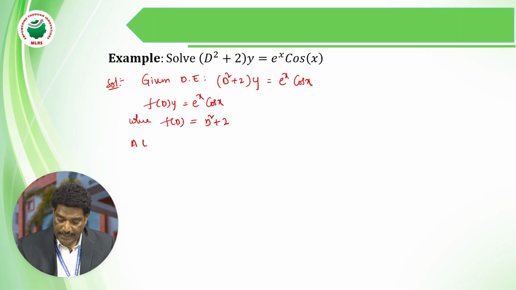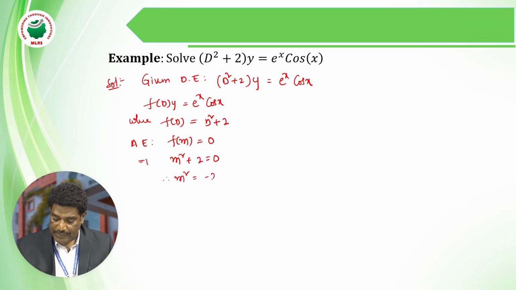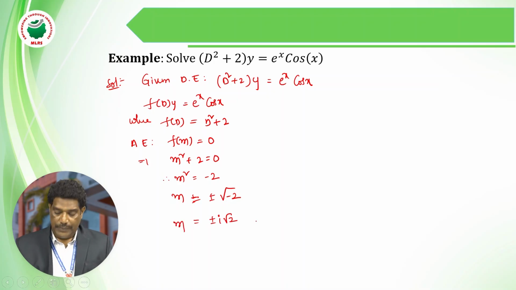Then take the auxiliary equation f of m equals 0. This implies m square plus 2 equals 0. Therefore m square equals minus 2. Then m equals plus or minus square root of minus 2, equals plus or minus i root 2. So the roots are complex roots.